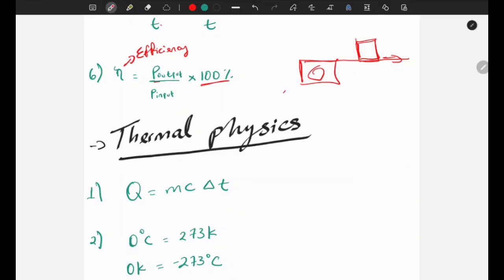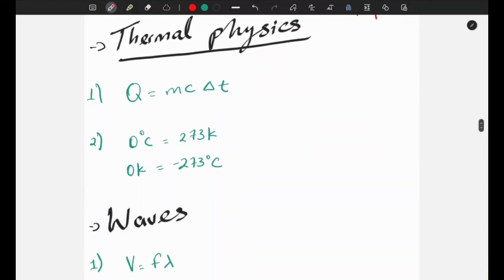So there's some electrical power going into the conveyor belt, but then due to heat, some of the energy is released as heat, and some of it is used to move this box. So the power output would be the energy released to move the box. That's the power output. But the power input is all the electrical input we have put into the motor. So we multiply this by 100, and we get the efficiency of the machine.